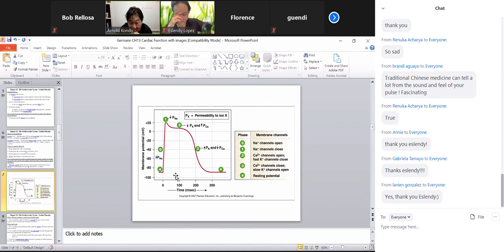So L-type calcium is involved in the action potential, and the funny channel only happens in the pacemaker activity, and also the T-type one is only in the pacemaker activity. Is that right? Correct. Yep. Yes, thank you.